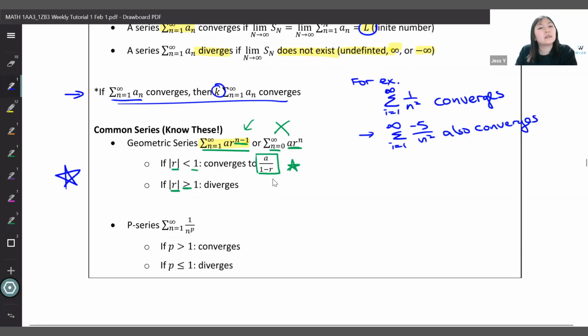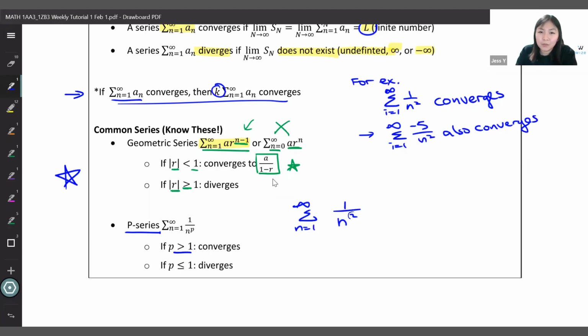And there's another common series here called the p-series. Checking your notes this year, it seems like some profs decided to teach it after they taught integral tests, but I'm going to just show you right now because this is very powerful, very useful. It says that when you have the sum where n goes from 1 to infinity of 1 over n to the p, for example, the sum where n goes from 1 to infinity of 1 over n squared, it says that this is going to converge if p is greater than 1.